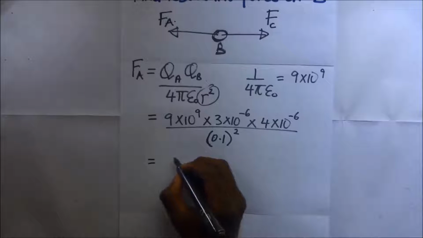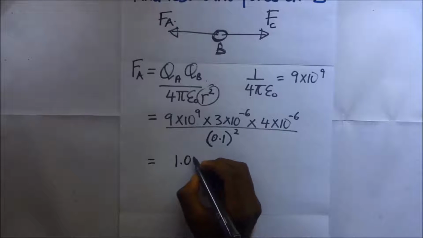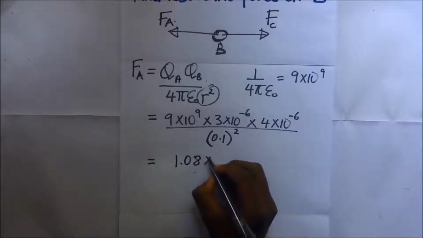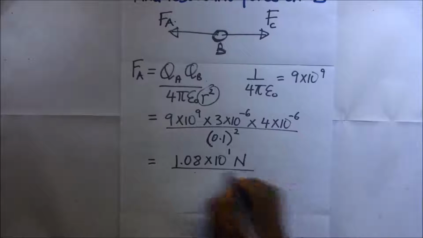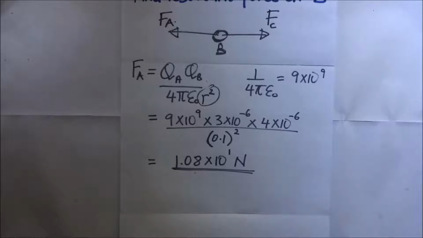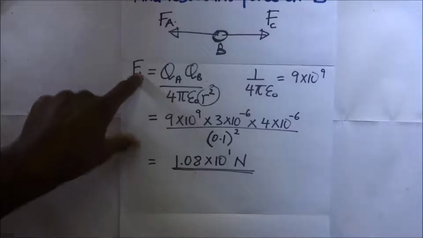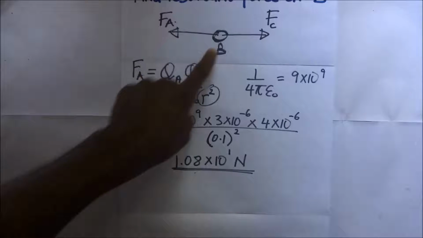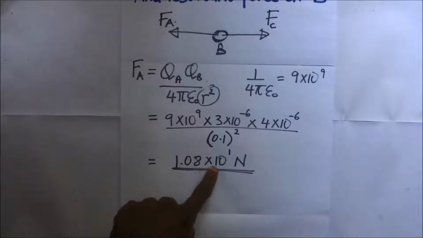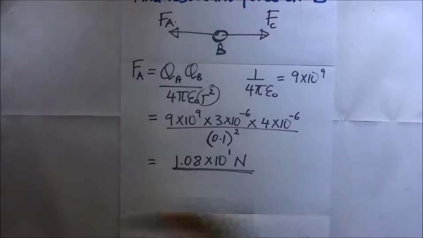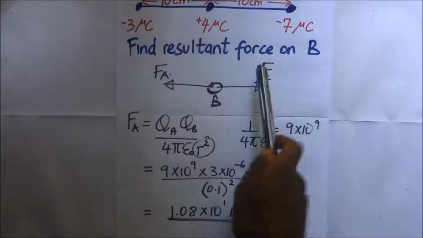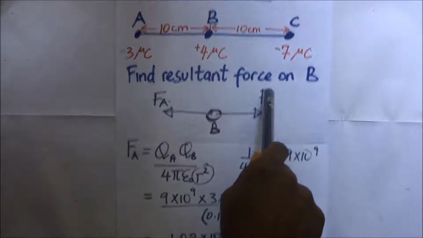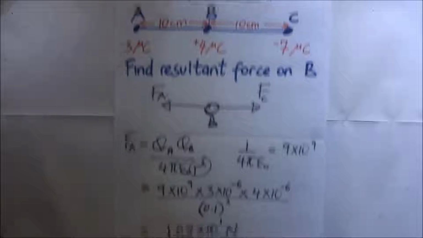And our answer there will be 1.08 times 10 to the power 1 newtons. So now that is the force of attraction due to charge A. It means that charge A is attracting B by a force of 1.08 times 10 to the power 1 newtons in that direction. So now let's find the force of attraction that is due to C in that direction.